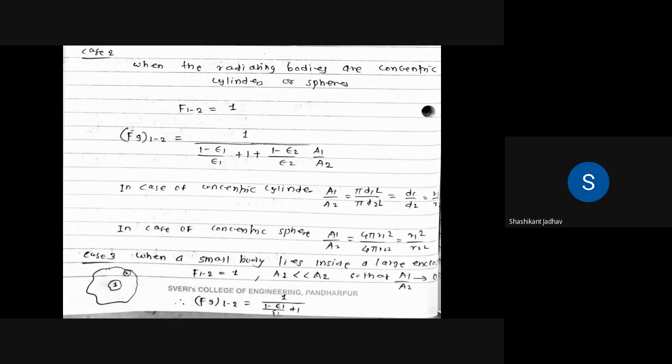What is the ratio for the concentric sphere? That is A1 by A2 is equal to R1 square by R2 square. Okay, R1 square by R2 square. So this is the case number 2.